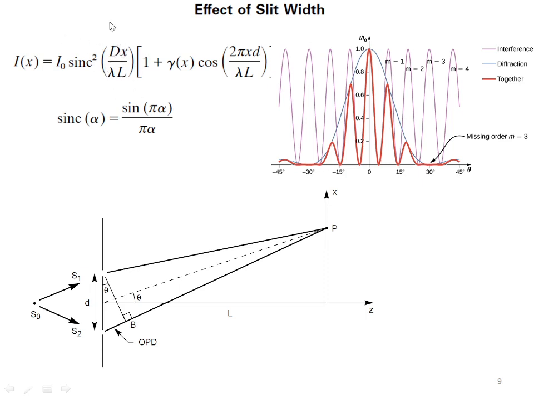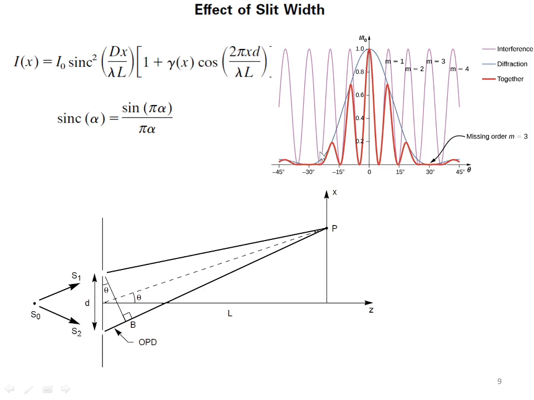If d approaches 0, then this function will approach 1. You can find this out from here: limit as alpha approaches 0, sine alpha upon alpha is 1. So this will be 1, and it will be purely interference, correct? And second is diffraction. So this one is a diffraction term. This peak is giving you the diffraction.